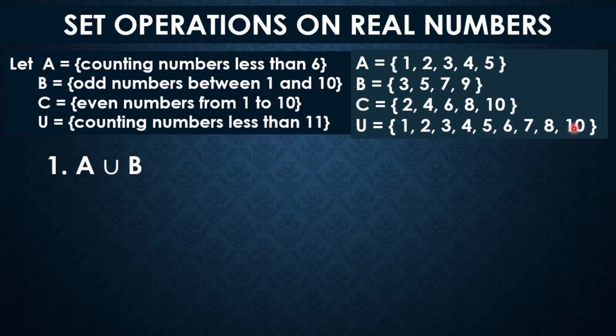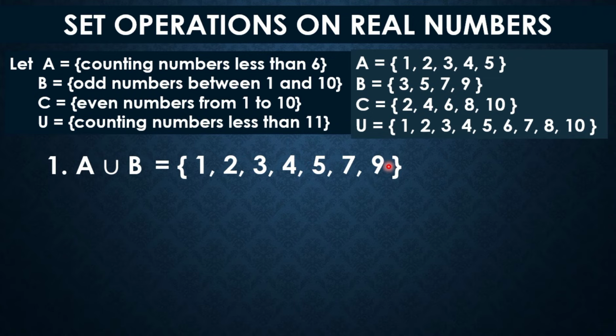So, again ha, meron po tayong 9 dito. Okay, so let's have A union B. So, ibig sabihin, we will be getting the combination. We will combine the set of elements in A and in B. So, kung pagsasamahin natin lahat ng elements nito, we will have 1, 2, 3, 4, 5, 7, 9. Okay, let's check. 1, 2, 3, 4, 5, 7, 9. So, ito po yun. As you can see, ma'am, dalawa po yung 3, dalawa po yung 5, yes. Pero kapag sets kasi, there's no repetition.